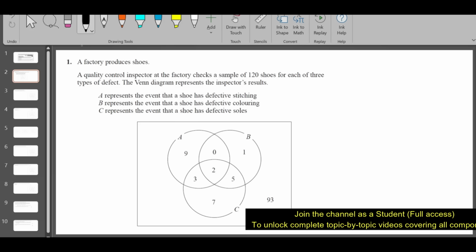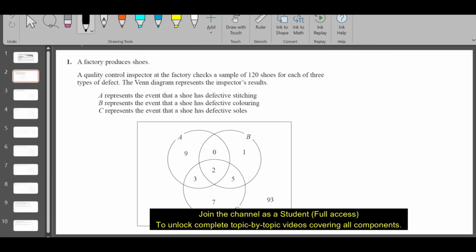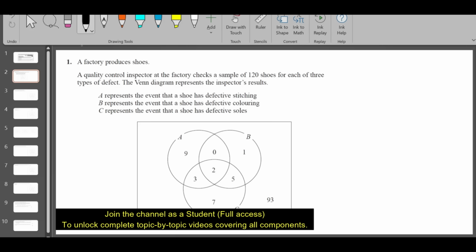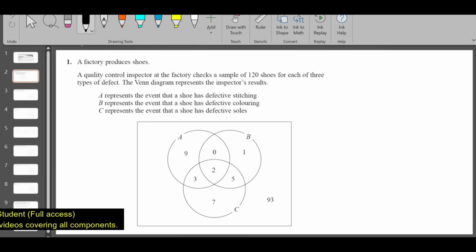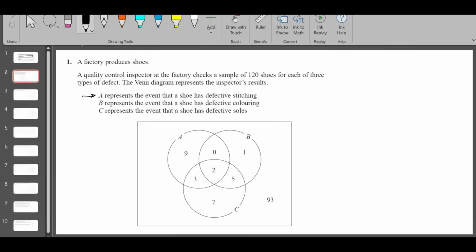A factory produces shoes. A quality control inspector at the factory checks a random sample of 120 shoes for each of 3 types of defect. The 3 types of defect: A represents the shoe has defective stitching, B represents the shoe has defective coloring, and C represents the event that a shoe has defective soles. A, B, C. That's why you have 3 circles.